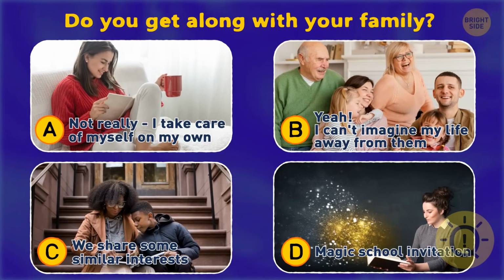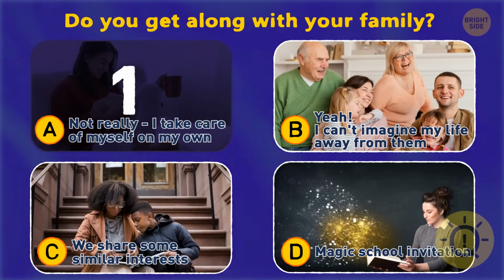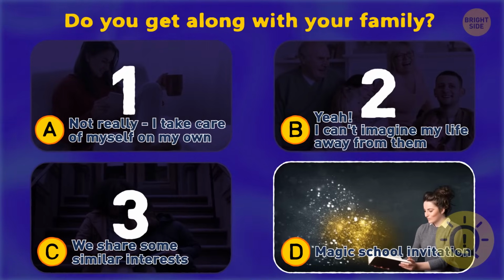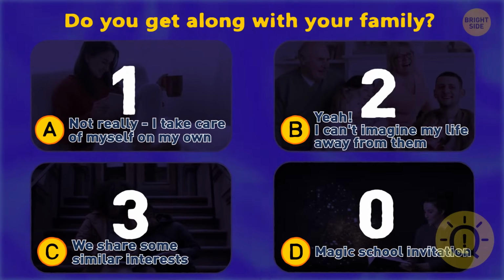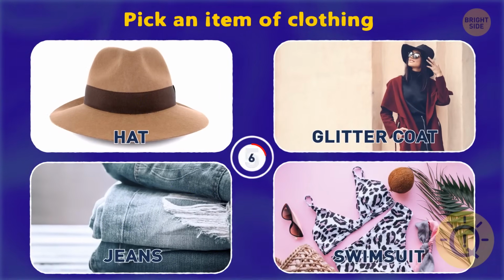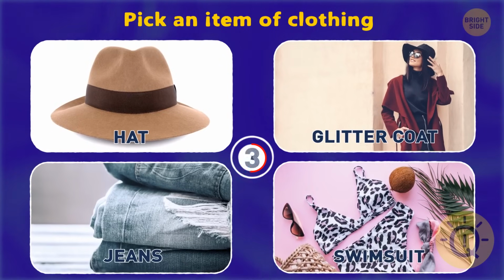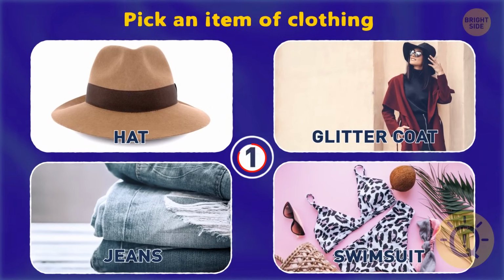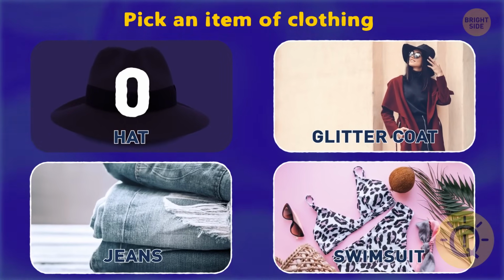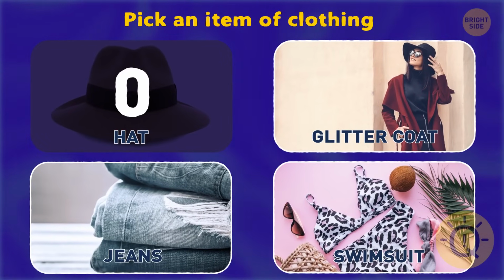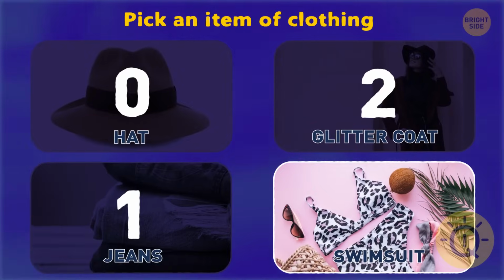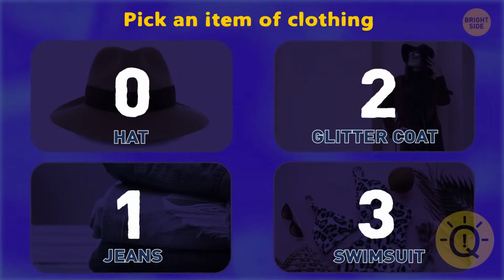If you chose A, add 1 point to your score. Option B brings you 2 points. C adds 3 points. And answer D brings you 0 points. Pick an item of clothing. The hat brings 0 points to your score. If you picked the glitter coat, grab your 2 points. The pair of jeans brings you 1 point. And the swimsuit brings you 3 points.